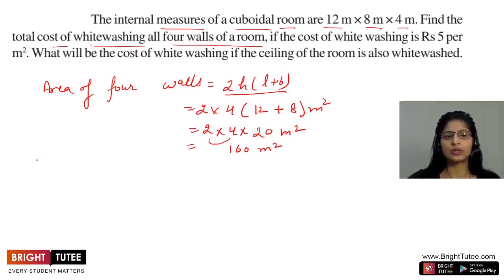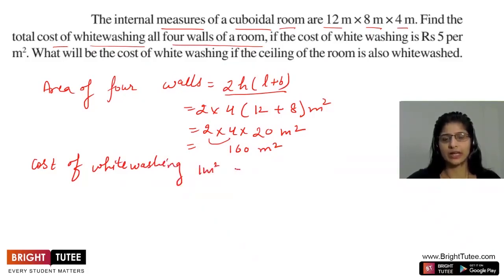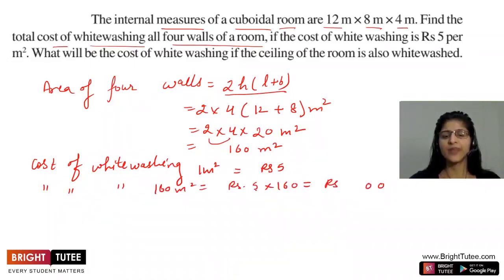Okay, now the cost of whitewashing per square meter, that means 1 square meter is rupees 5. So the cost of whitewashing, how much? We have 160 square meter, so it is rupees 5 into 160. How much will we get? Just see, 5 6s are 30, carry is 3, 5 1s are 5 and 3 is 8. So rupees 800 will be spent on it.